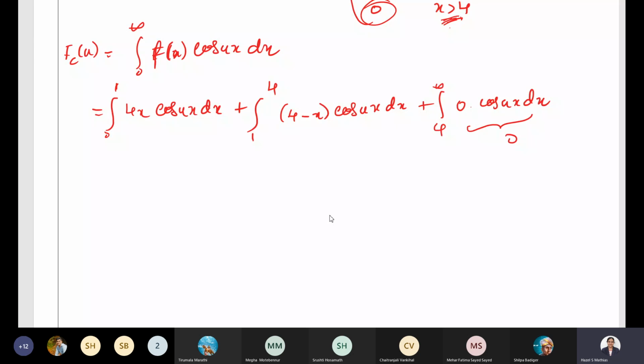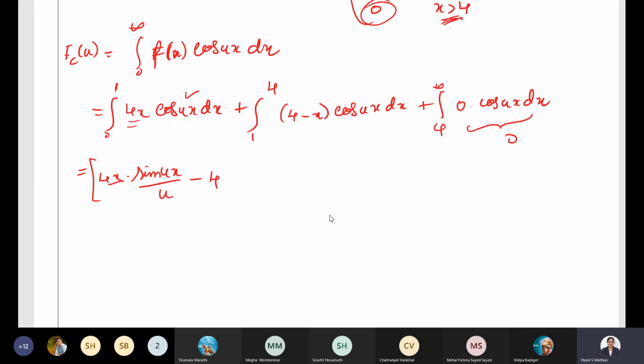Let's evaluate the first two integrals. So what do we get when we evaluate these? We have to use the product rule of Bernoulli's. So let's apply that. First term, keep it as it is, integrate the second term. That is sine ux divided by u. Okay, then negative sign.